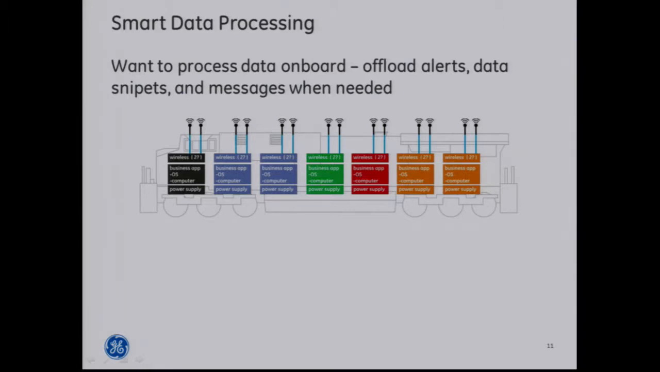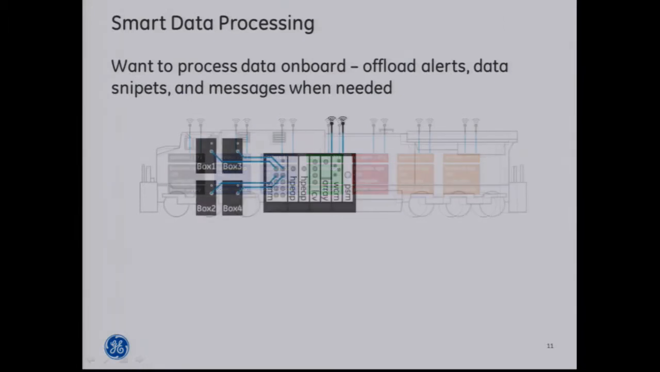But the thing is that once you start thinking about it and you start adding these disparate boxes, well, how do you make all these boxes talk together? So you got box one, box two, box three.